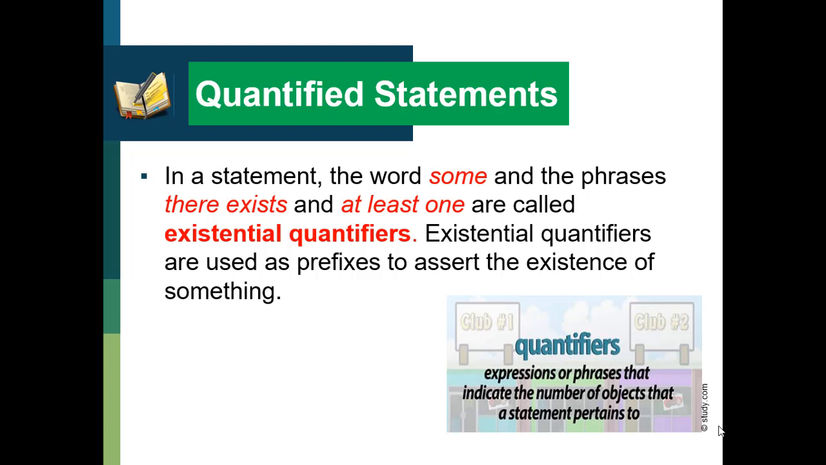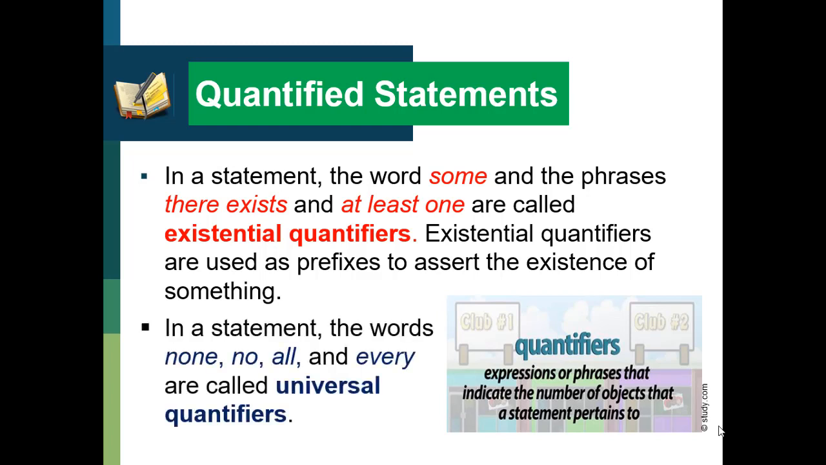When we say some students of ASU are taking BS Ed course, that means there exists a student in ASU that takes the BS Ed course, because that is an existential quantifier. Now, in a statement also, the words none, no, all, and every are called universal quantifiers. Why? Because these terms are generic. That means when you use that term, it is true to all the elements that belong to the given set.